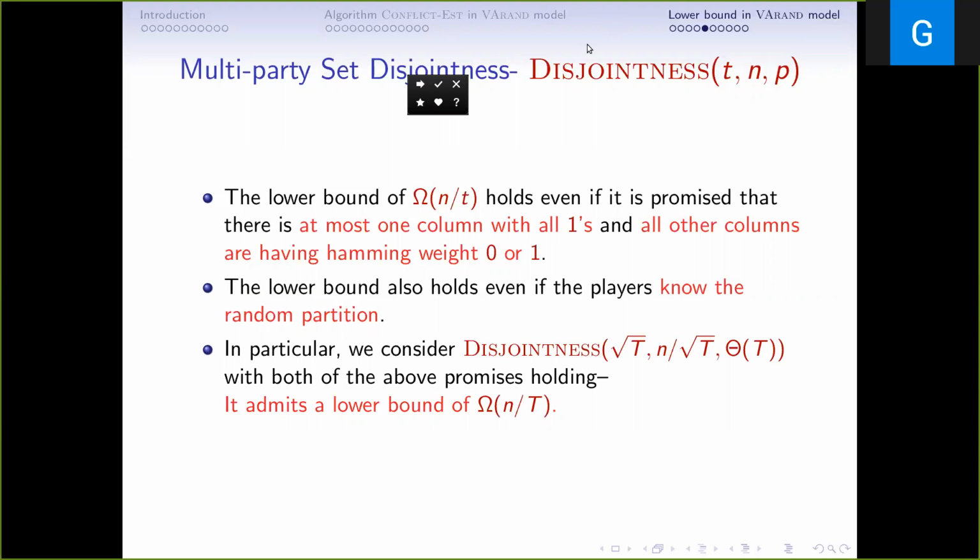In particular, in our context, we use disjointness with these parameters: small t is equal to capital T root, n is equal to n by root t in place of n, and the number of pairs is theta t. We use this setting. And as disjointness TNP admits a lower bound of omega n by t, the problem we are considering for reduction admits a lower bound of omega n by capital T. This is the description of the multi-party set disjointness problem we are considering for reduction.